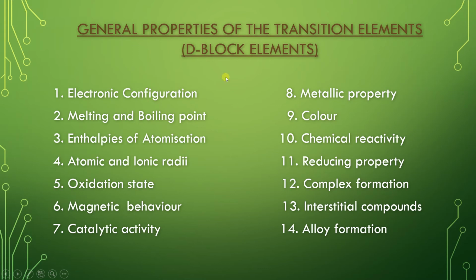Today we learn more about the general properties of transition elements, that is D block elements, such as electronic configuration, melting and boiling point, enthalpy of atomization, atomic and ionic radii, oxidation state, magnetic behavior, catalytic activity, metallic property, color, chemical reactivity, reducing property, complex formation, interstitial compounds and alloy formation. The electronic configuration we already discussed in the last class. The general electronic configuration of D block elements is (n-1)d1 to 10, ns1 to 2. Now we shall discuss it one by one.